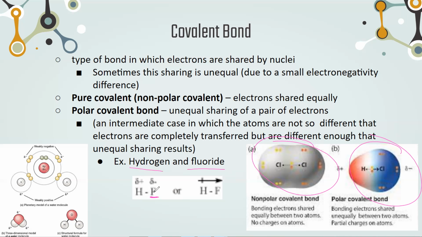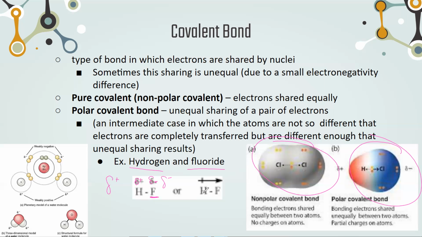But fluorine is much more electronegative. So we would put this little delta negative symbol next to the more electronegative atom, and we're going to put that little delta positive symbol next to the less electronegative atom. So to draw it a little bit more clearly, it looks kind of like this and like that, okay?